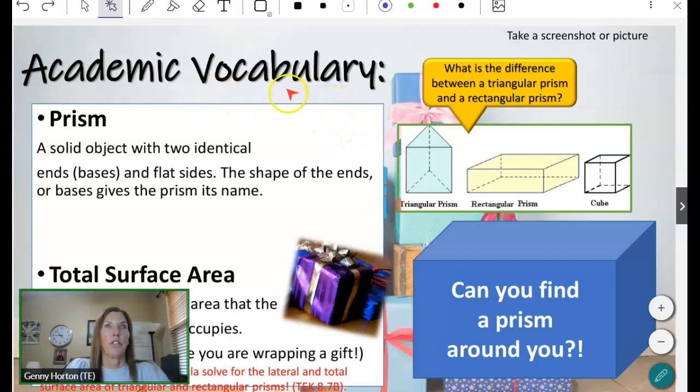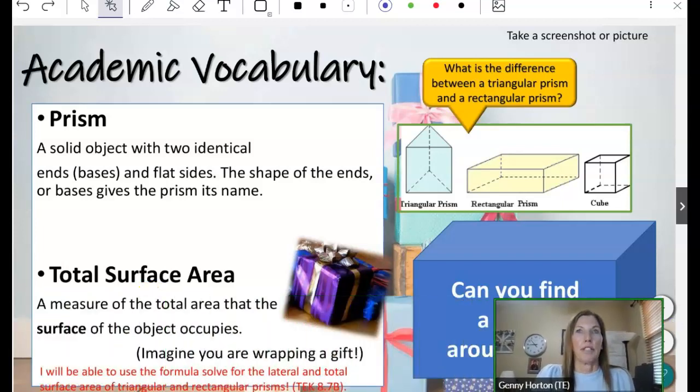So first of all, you need to look at this academic vocabulary. You can just take a screenshot if you don't want to write it all down. But a prism is a solid object with two identical ends or bases and flat sides. The shape of the ends or bases give the prism its name.